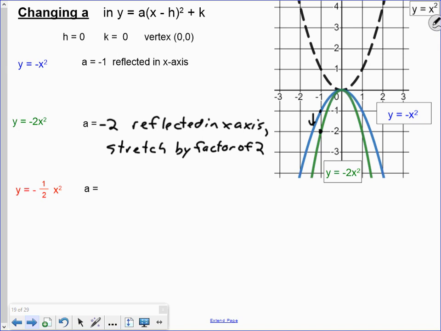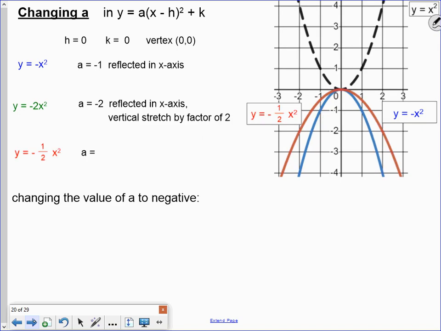And our last one here, negative a half x squared, okay, again, it's still reflected in the x-axis, so we've made it concave down from concave up, but this time, there's been a vertical compression. So a is negative 1/2. We still have the reflection, but we have a vertical compression.